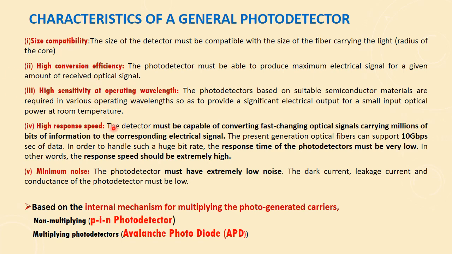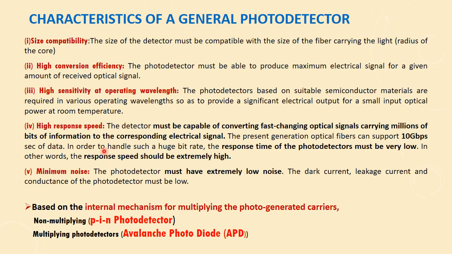Third is high sensitivity at the operating wavelength, which means the photodetector should be based upon a suitable semiconductor material. Why? Because based upon the energy band gap only, the maximum number of photons can get absorbed. So this is also one of the characteristics of any photodetector.